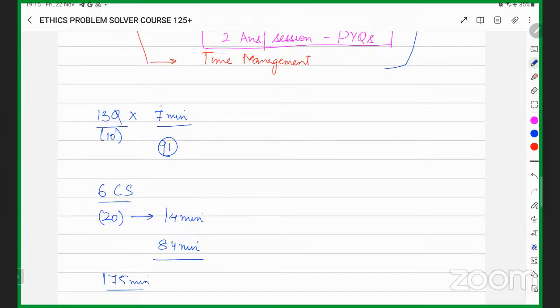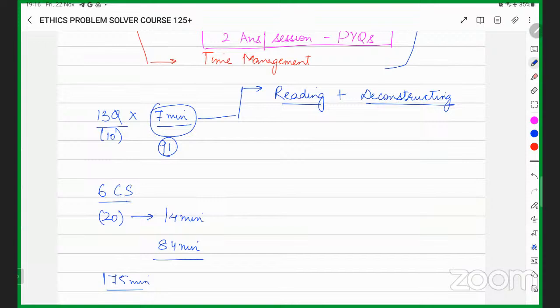Now, where do these 7 minutes actually go? The first thing is reading the question. While you are reading the question, you are not just reading what is written in the paper, you are also deconstructing the demand of the question: how many parts exactly does the question have, one part, two parts, or in total 3 parts. That is what I mean by deconstructing.